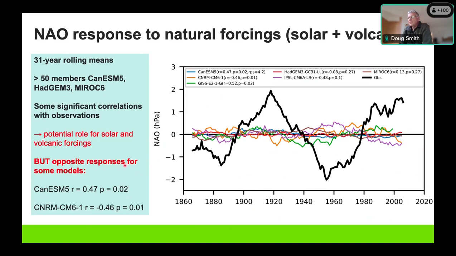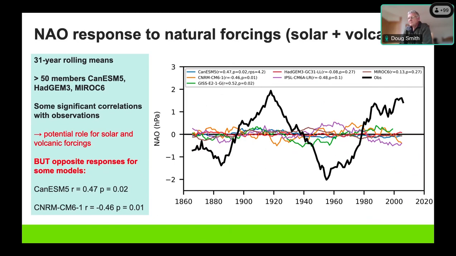So CanESM5, for example, has a significant positive correlation, 0.47. But other models, such as CNRM-CM6, have a significant negative correlation. So these two models have opposite responses. So we need to understand why that is. So next slide, please.